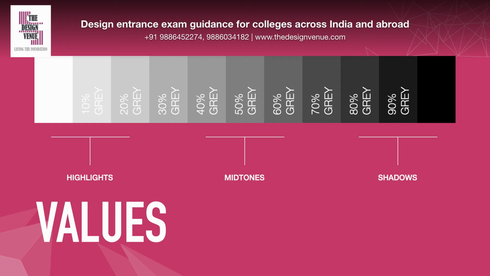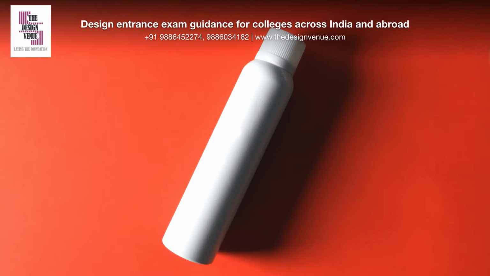The ones near the white are known as highlights. The ones near the 50% mark are the midtones and the ones near the black are the shadows. With this in mind, let's see how light and shadow interact with a real life object. Here I've got a bottle.